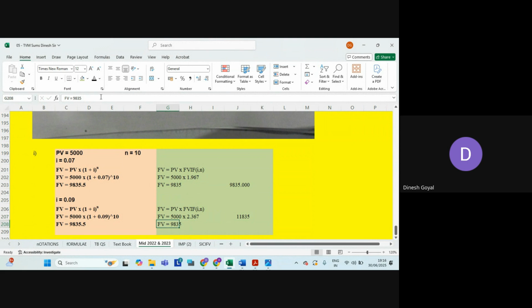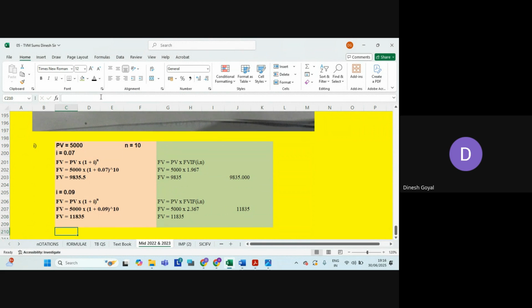$11,836, right? Even from the formula it is coming the same amount. Same. So now if it is 11%, we'll write 0.11, right, sir?